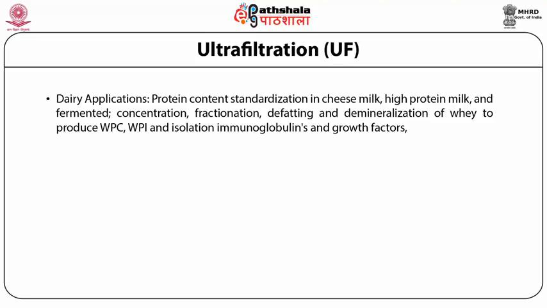Ultrafiltration has enabled the dairy industry to convert its whey, which is produced in huge quantities, into a series of value-added products. In whey processing, UF is employed for concentration, fractionation, defatting and demineralization to produce whey protein concentrates and whey protein isolates, and different whey protein fractions like immunoglobulins and growth factors. UF is the only process used for the concentration of total milk proteins in skim milk for the production of milk protein concentrate and milk protein isolates.